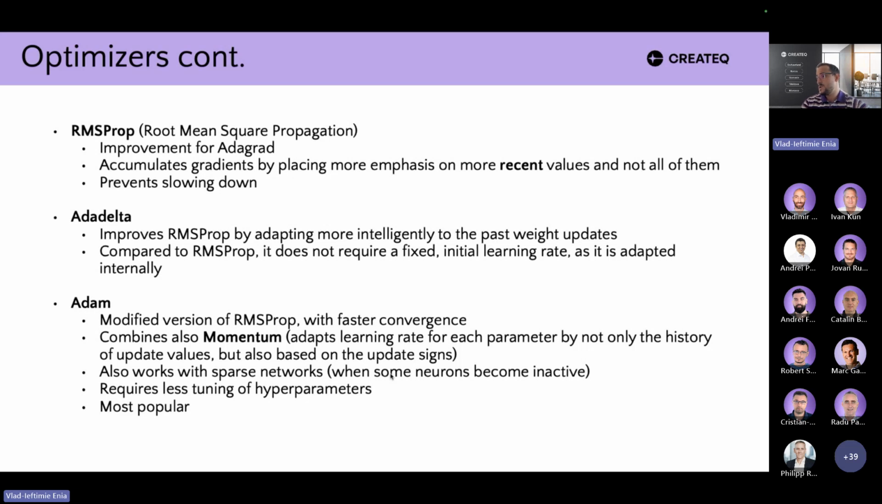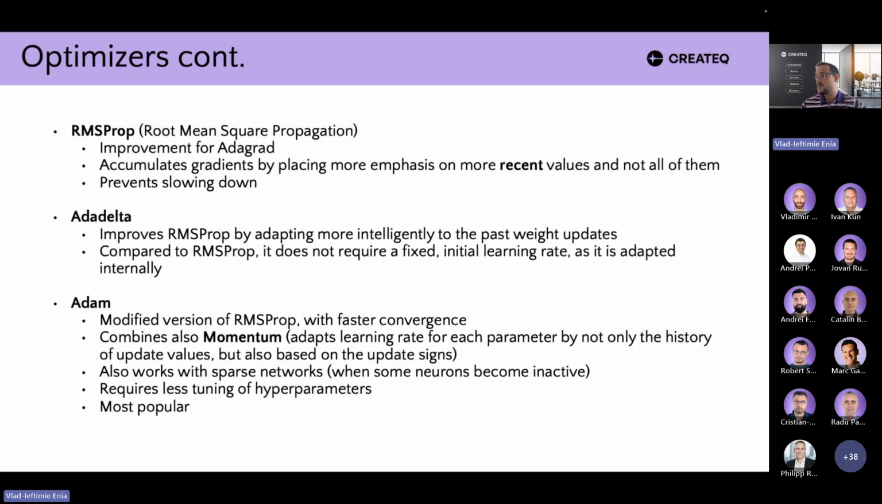AdaDelta is just a smarter variant of root mean square propagation. And one important thing to remember about AdaDelta is that it does not require you to define an initial learning rate. It is adapted internally, automatically. This can mean slightly slower learning because it also has to learn the learning rate. But if you don't want to bother with that, you can use this optimizer.